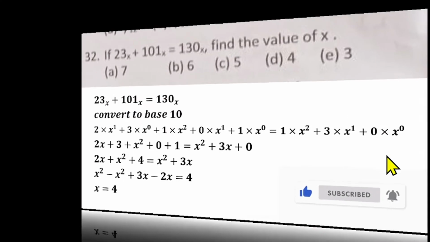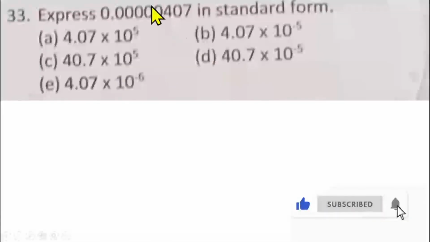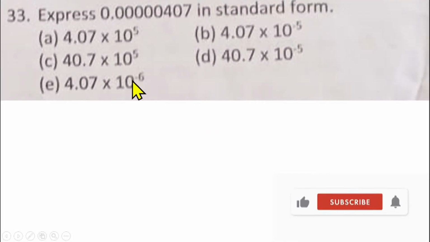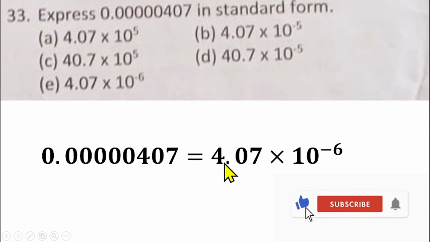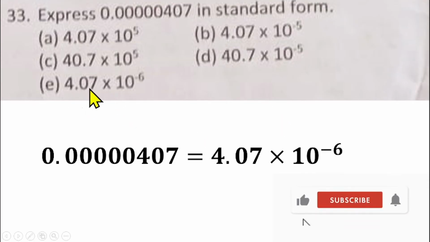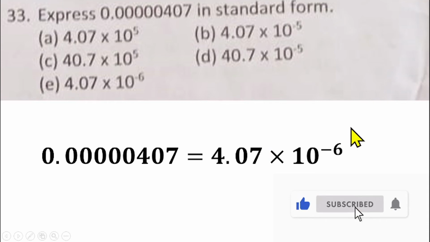which makes option D the right answer for question number 32. Question number 33 is we have to express this as a standard form. So that will make you need to move this decimal point to in between 4 and 0 here. So how many times do we move it? I think we move it by 6 times. So that should give us 4.07 times 10 raised to the power minus 6, which makes option E the right answer for question number 33.